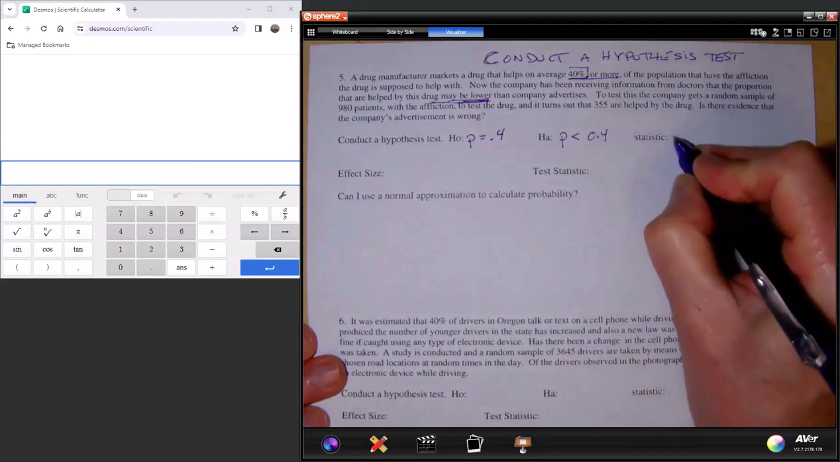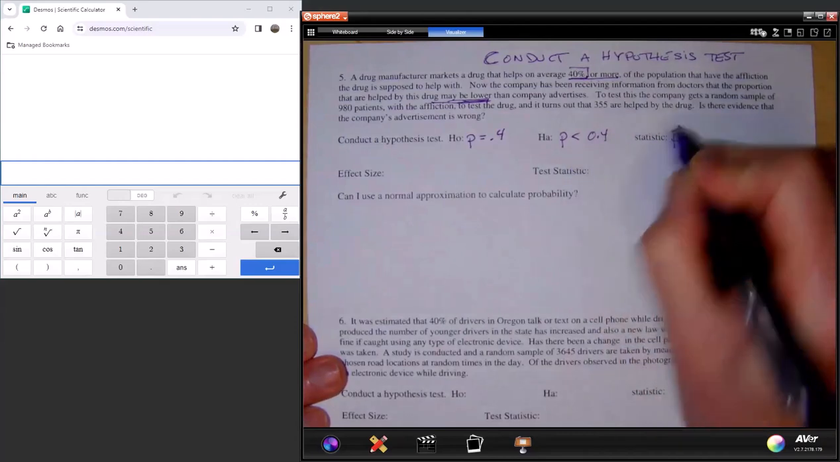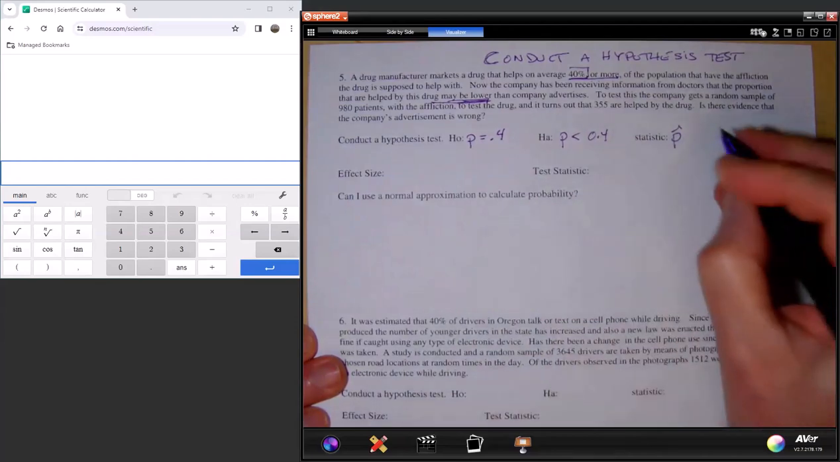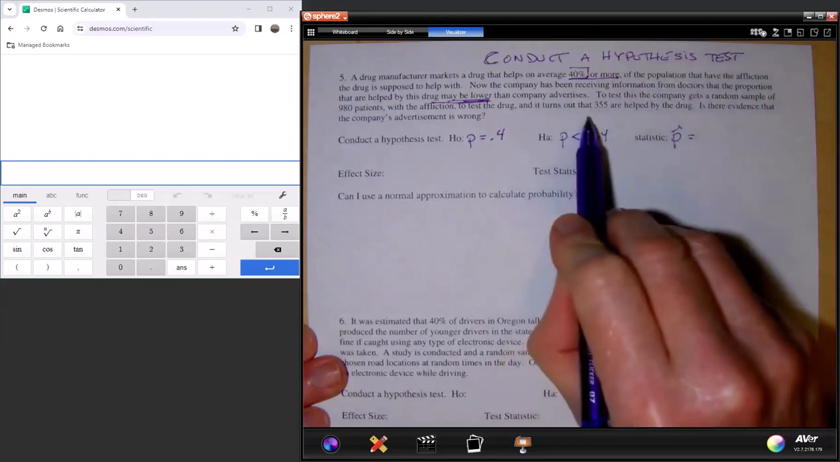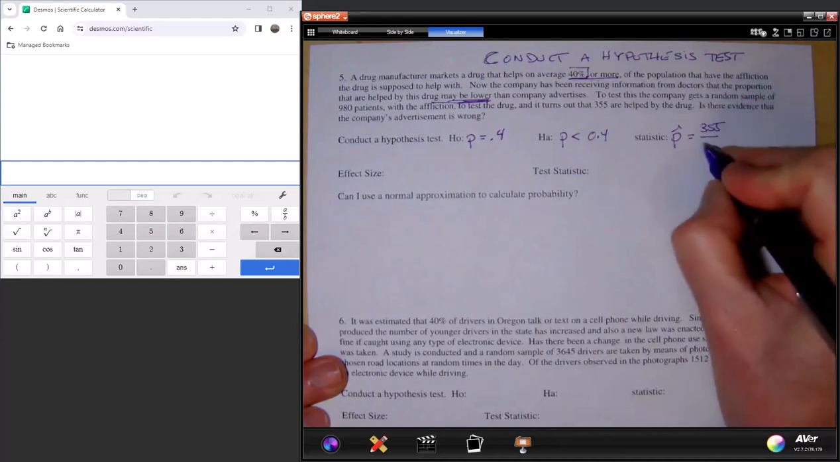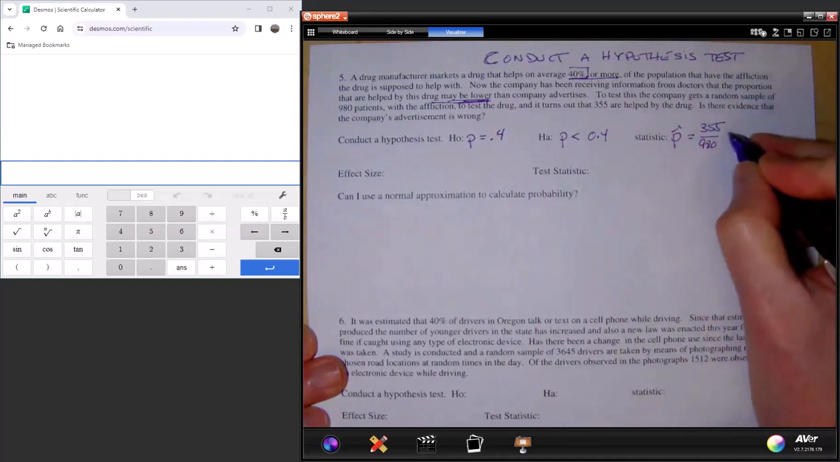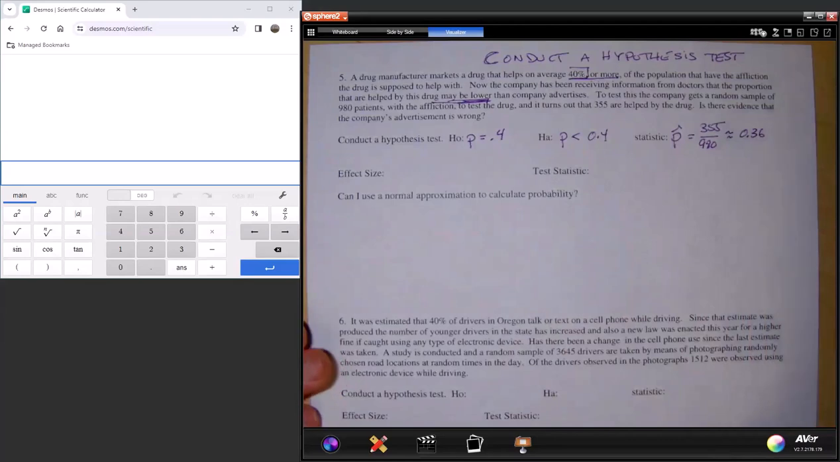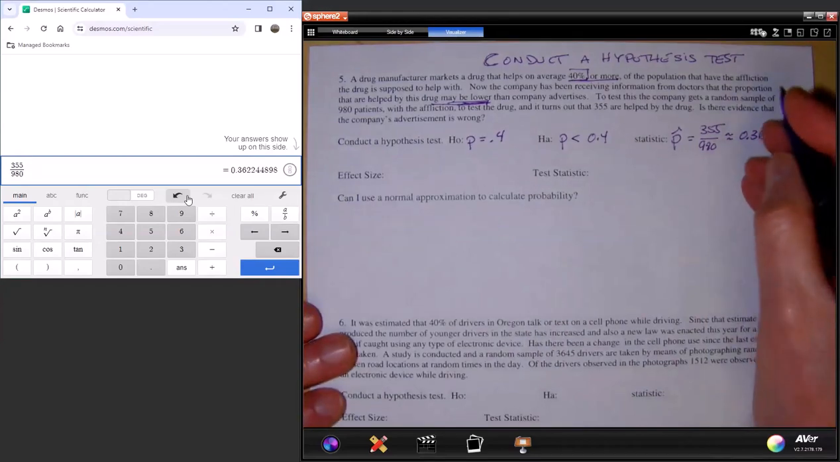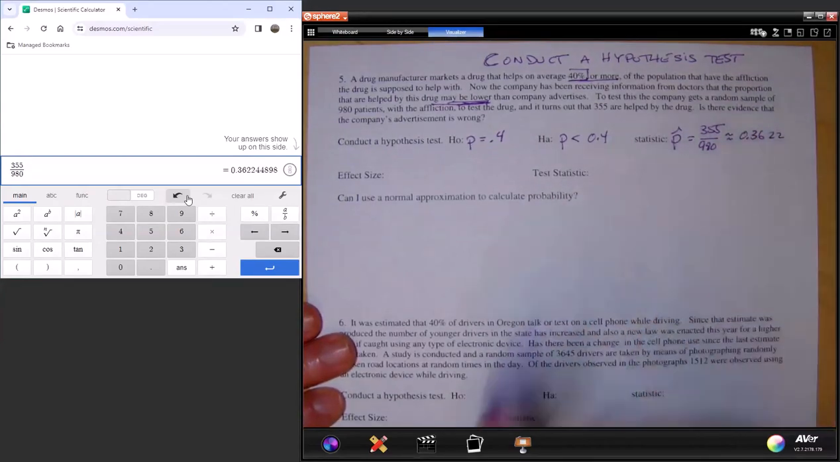What's my statistic? Well, since I'm using P, the accompanying statistic for population proportion is P hat, the sample proportion. And what is my sample proportion? It's 355 divided by 980. When I calculate this, I'm going to get approximately 0.36. I'm going to get more accuracy than that. Let me test this. That's just there for me right now to get an idea. Yeah, 0.3622.